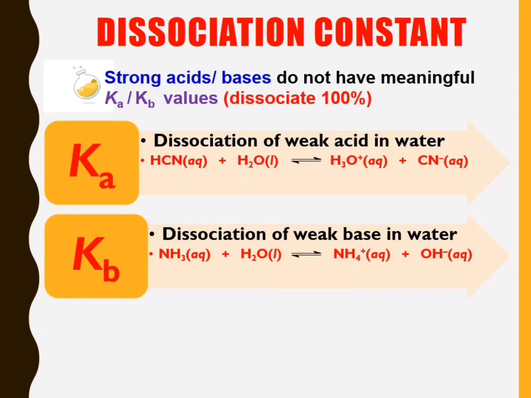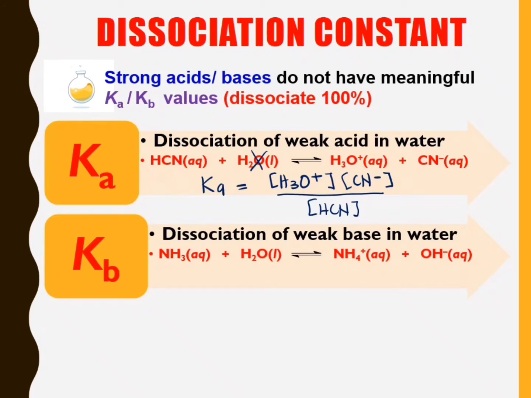Okay, for example, if you want to write the Ka expression for this weak acid, look at the product. Okay, so we have H3O plus, this equation already balanced, times with concentration CN minus. So all the mole here 1 to 1 kan. Divide by concentration HCN. Okay, for H2O we just ignore it. Sama macam Kc. Okay, pure liquid, pure solid will not involve in the constant, equilibrium constant ataupun dissociation constant.